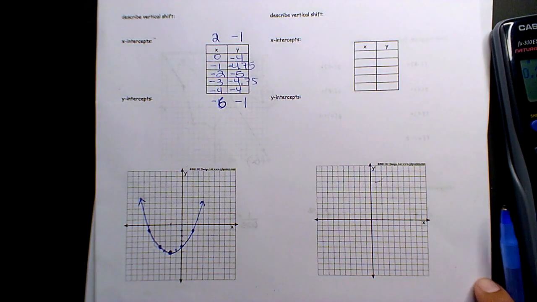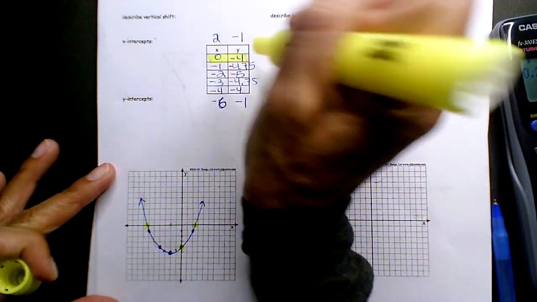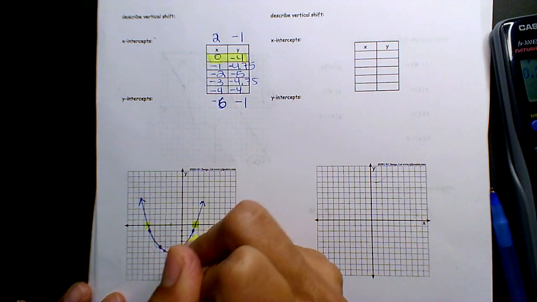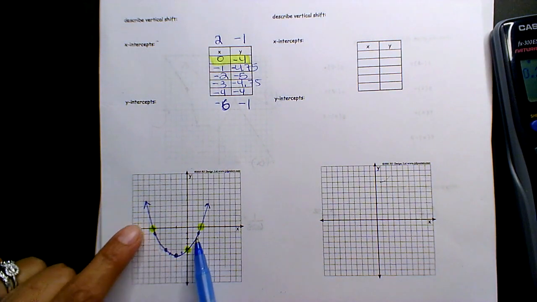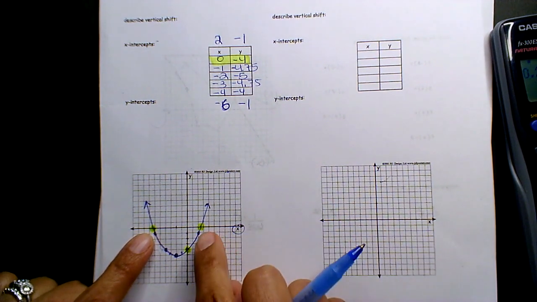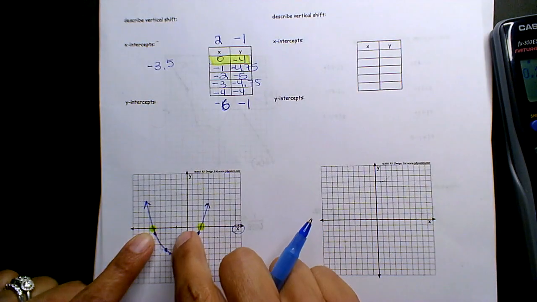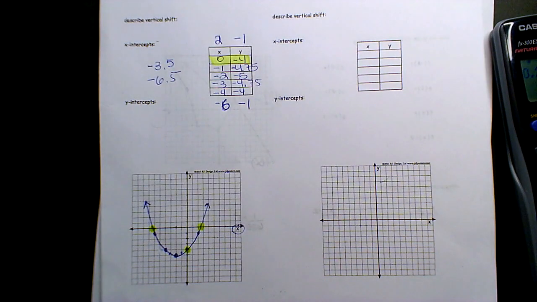Okay, so your intercepts. You guys were welcome to grab your intercepts from the graph or from your table. If I ask for your intercepts, it's where the function crosses the x-axis. So what did you guys put? Negative like 3.5? And this one is 1, 2, 3, 4, 5, 6, like say -6.5. If you guys put 7.5 or 2.5, it's fine. Okay, what's your y-intercept?